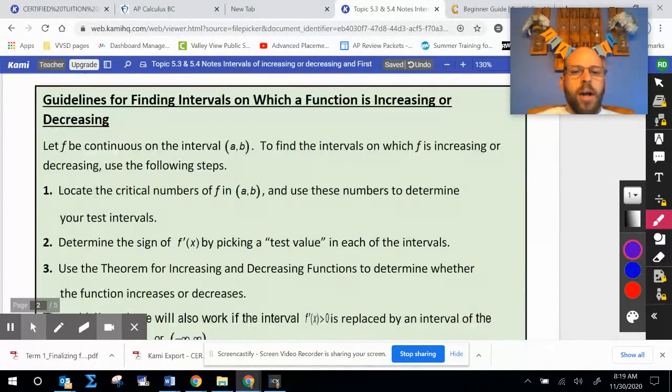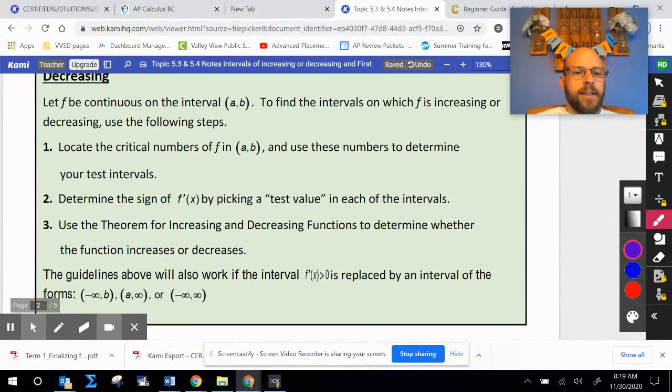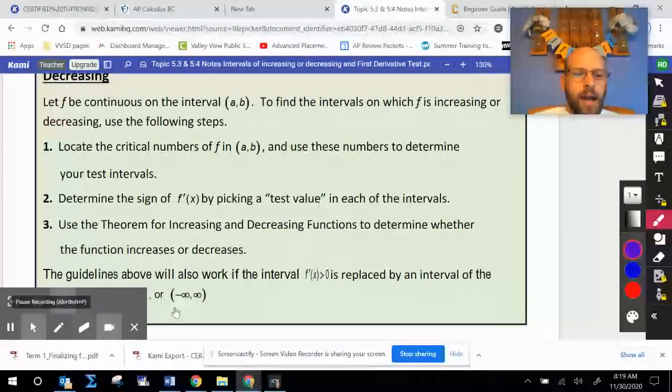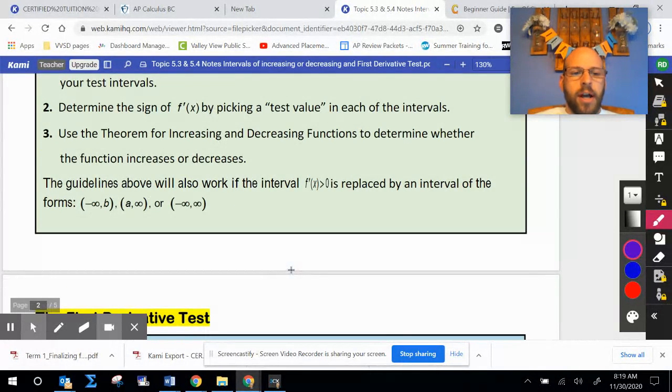Okay. So I kind of put together some guidelines here. If I give you a function, I want to find the critical numbers. After you find those critical points, I'm going to use test values to figure out what the sign is between each interval, and then I can determine whether or not it's increasing or decreasing for that value. Okay?